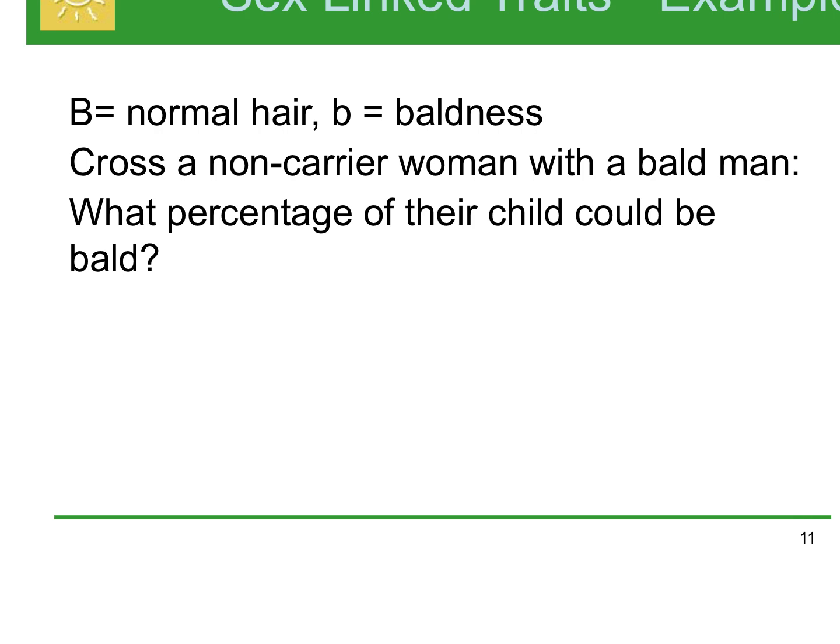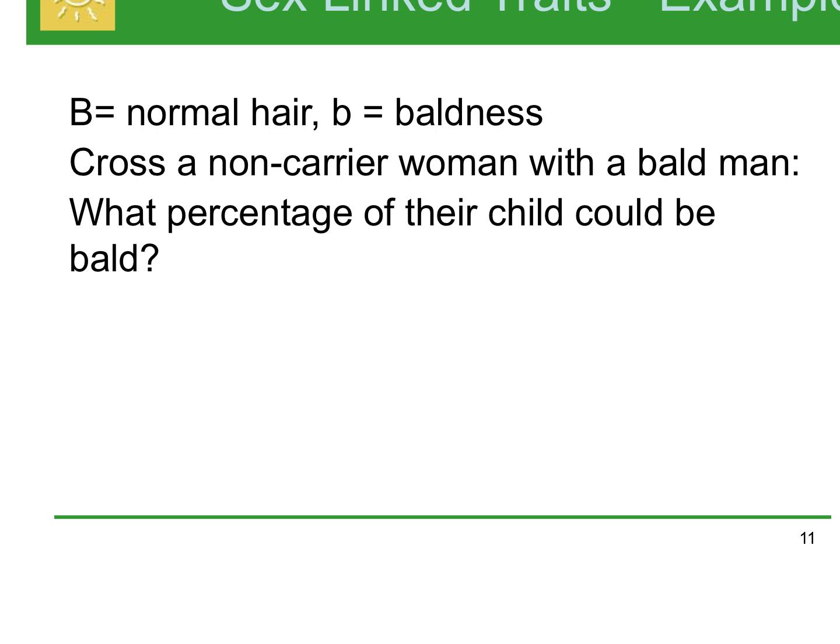Okay, let's do another practice problem. This time, instead of color blindness, we're going to look at hair and baldness. So I'm going to say capital B is normal hair, lowercase b is baldness. Okay. So we're going to cross a non-carrier woman with a bald man, and then we'll figure out what percentage of their children could be bald.